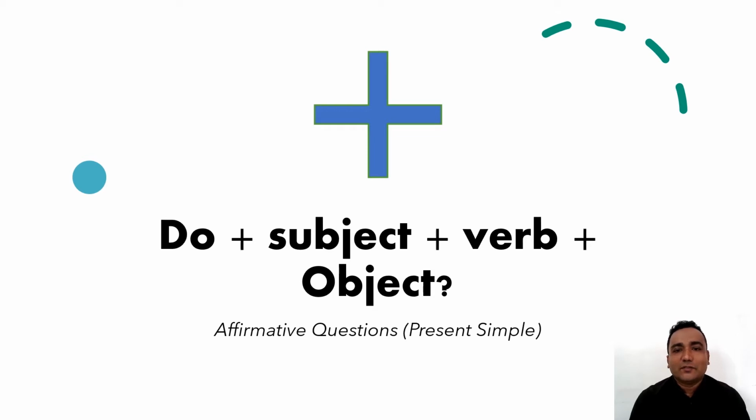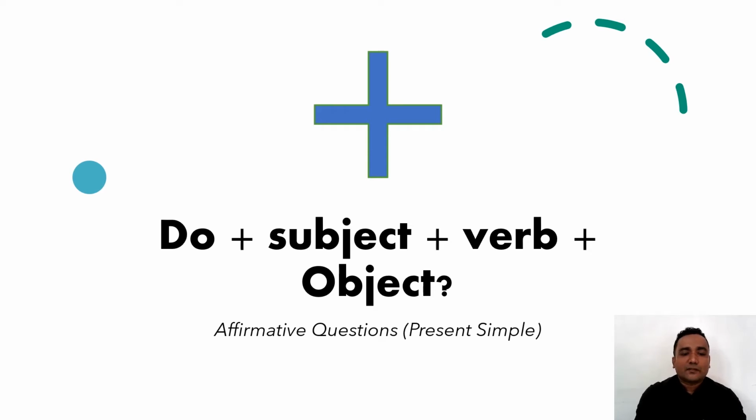Today we are going to discuss do and subject, verb and object. So how are we going to make a positive sentence in simple present tense? First, I am going to make some sentences by using do. Just keep in your mind, we use do with plural nouns and pronouns.